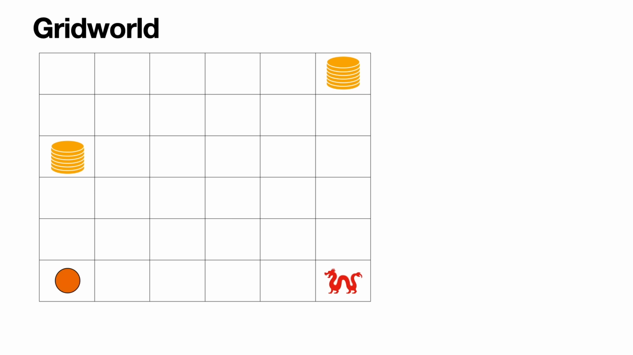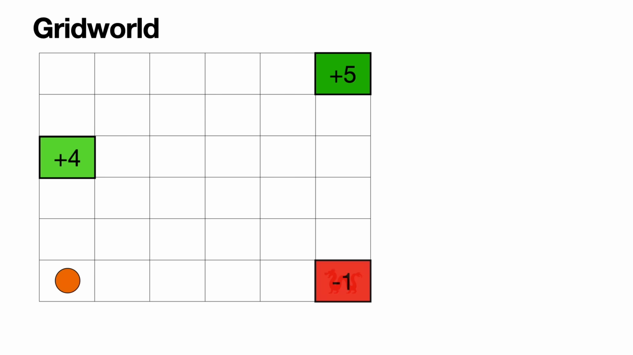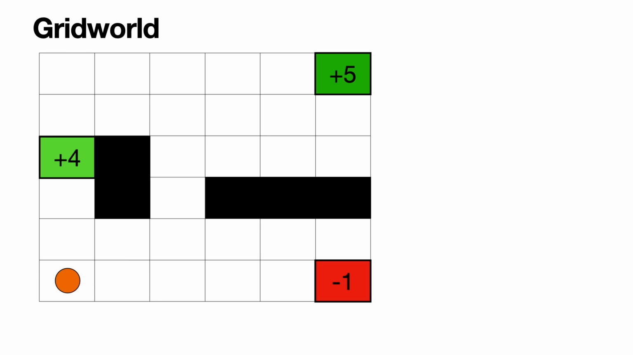And we can put some numbers. So if you land in the money over here, you get plus 5 points. Over here, you get plus 4 points. And if you get eaten by the dragon, you get minus 1 point. And there are some barriers that you are not allowed to cross, like the one here and the one here.